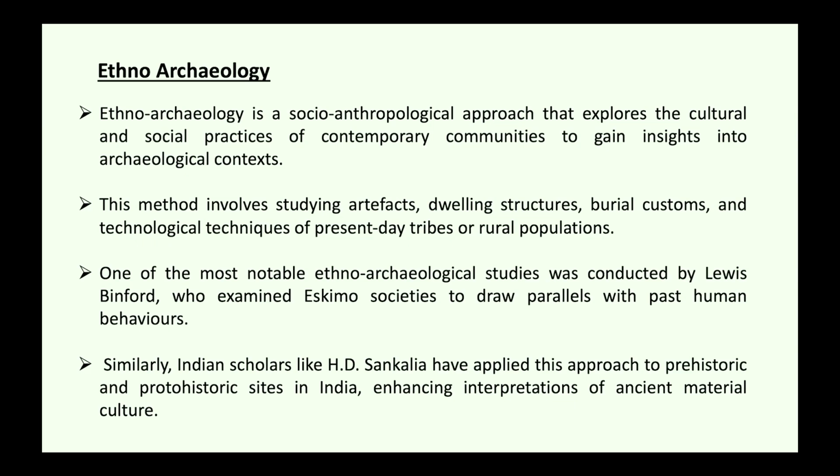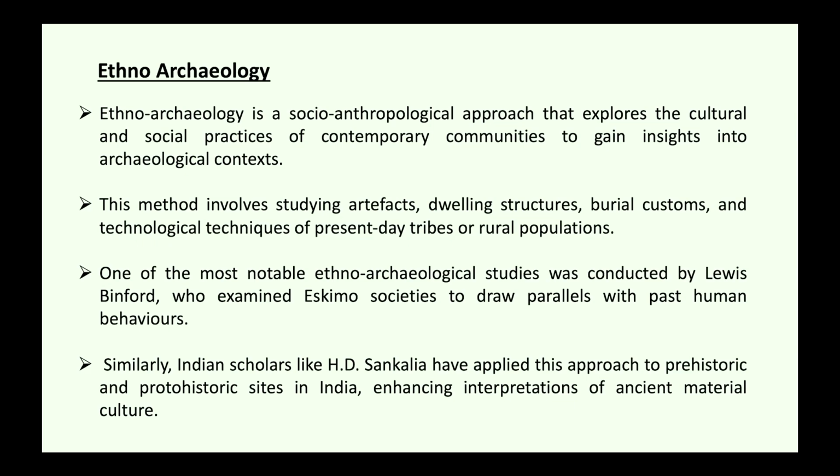Ethnoarchaeology. Ethnoarchaeology is a socio-anthropological approach that explores the cultural and social practices of contemporary communities to gain insight into archaeological context. This method involves studying artifacts, dwelling structures, burial customs, and technological techniques of present day tribes or rural populations. By analyzing these elements, archaeologists can better understand the material remains uncovered during excavations.